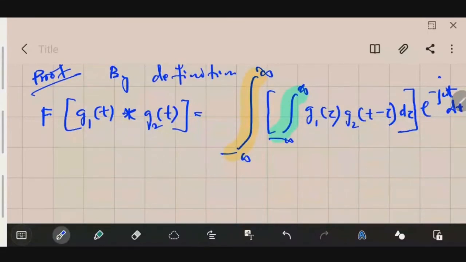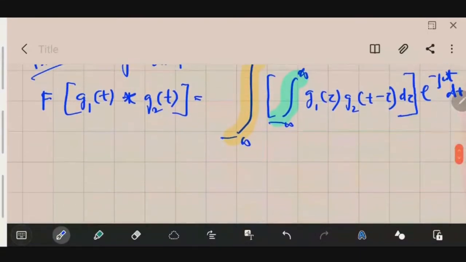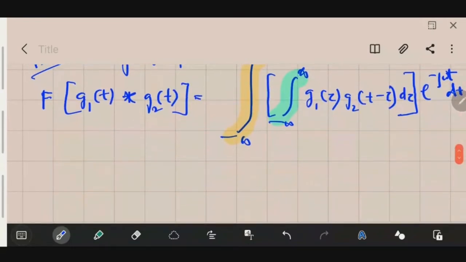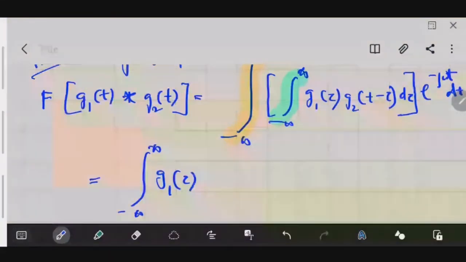Let us do that. It will look like this: this will be equal to the integral from minus infinity to infinity of g1 of tau. I can change this order because the variables are different, one is tau and the other is t. So it will be the integral from minus infinity to infinity of g1 of tau.